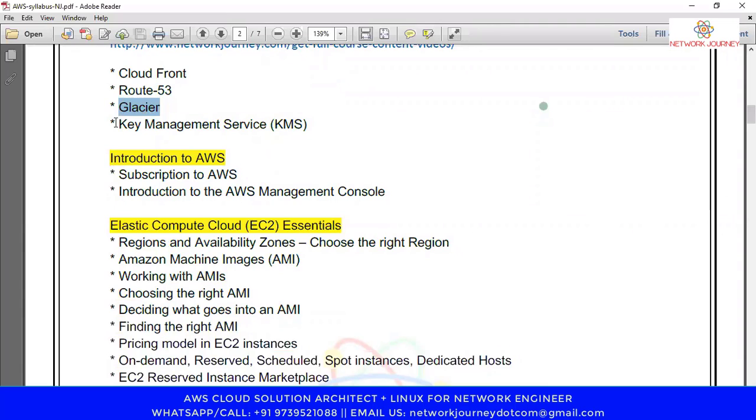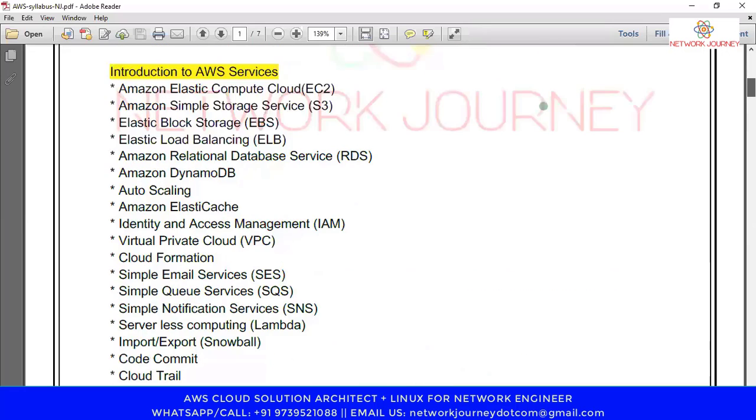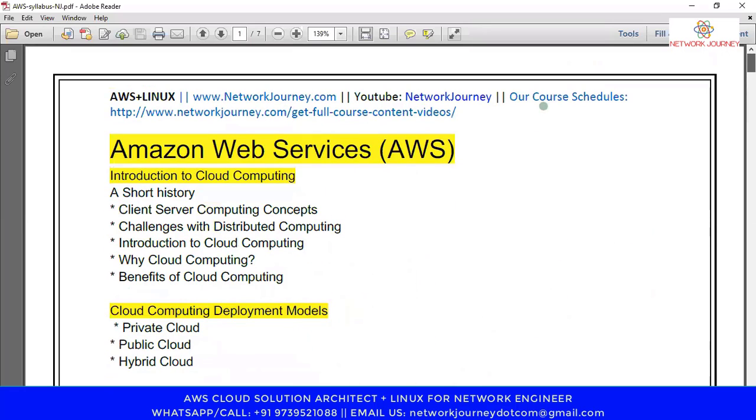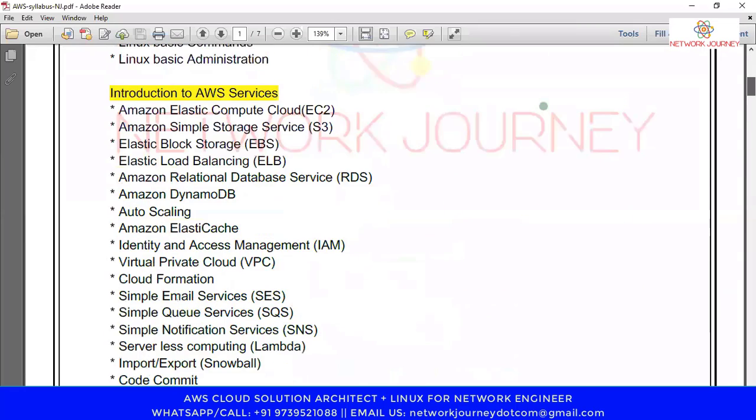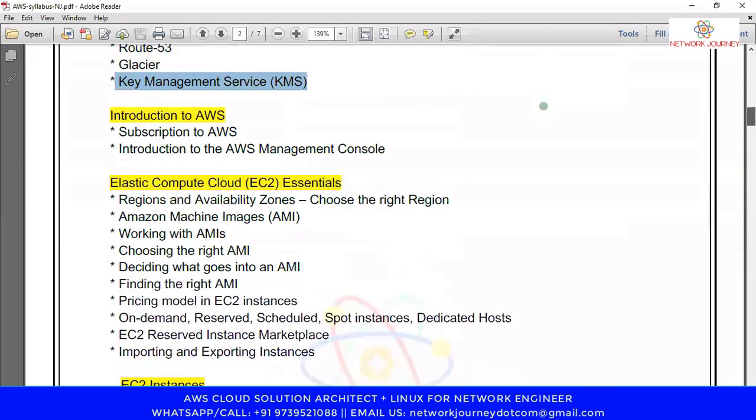Finally, we are going to see something called KMS, Key Management Service. Key Management Service is for encryption. You can use it for all encryption under this Key Management Service actually. Overall, these are the services which we are going to cover in this course. This is what you are going to learn day by day, one topic at a time.